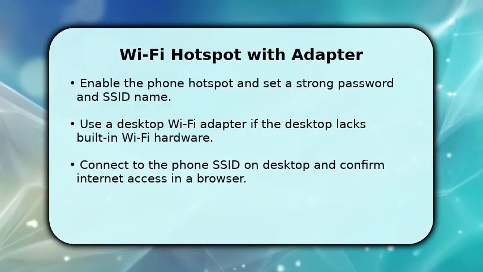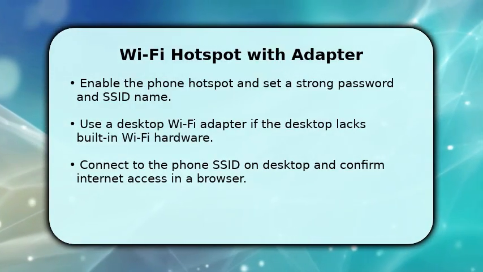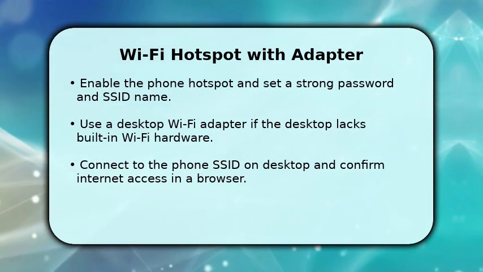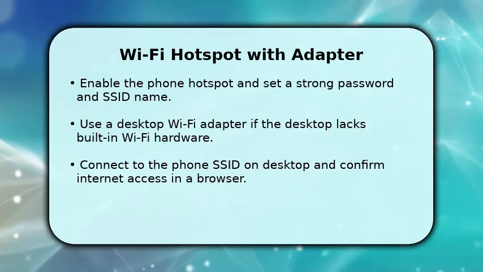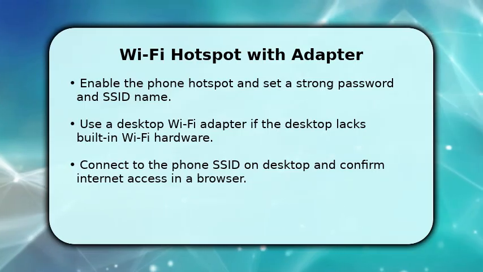Open your phone settings and create a Wi-Fi hotspot with a clear SSID name. Choose WPA2 or WPA3 security and set a strong password that you can remember. On the desktop, enable Wi-Fi and select the phone SSID from the available networks list.